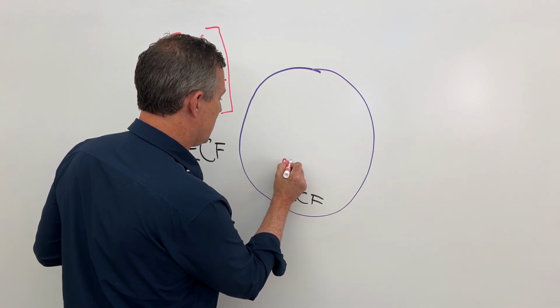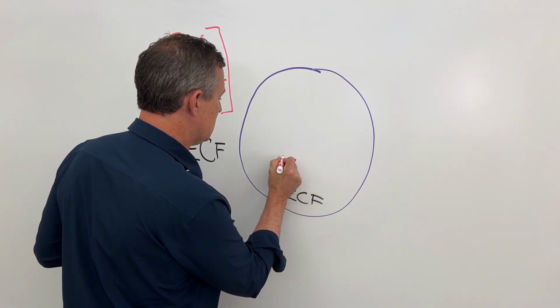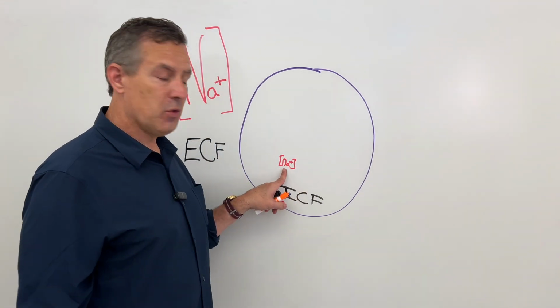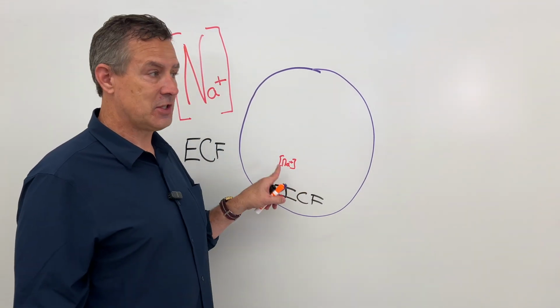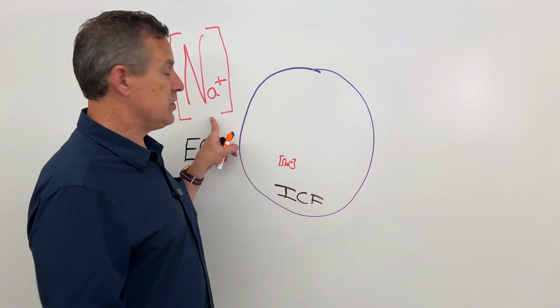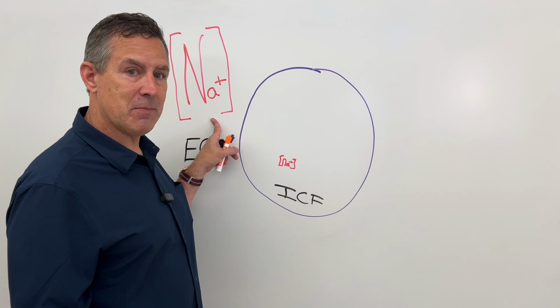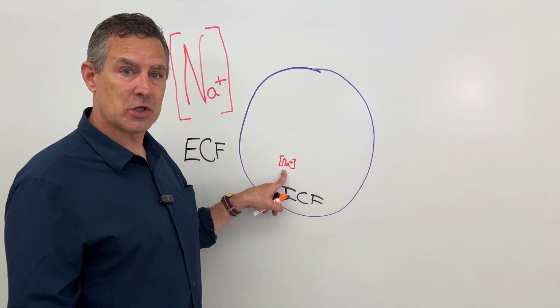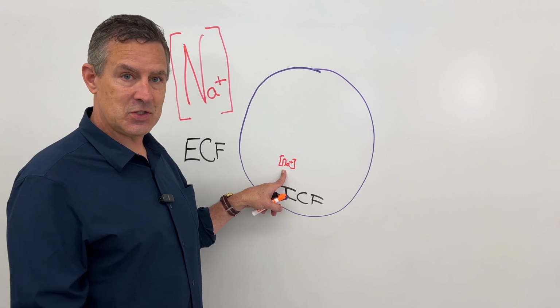So with that in mind, I tend to draw sodium like this inside of cells. Now, if that's hard to see, that's okay. What I'm trying to reflect here is that there's a super high concentration of sodium outside of the cell and a much lower concentration of sodium inside of cells.